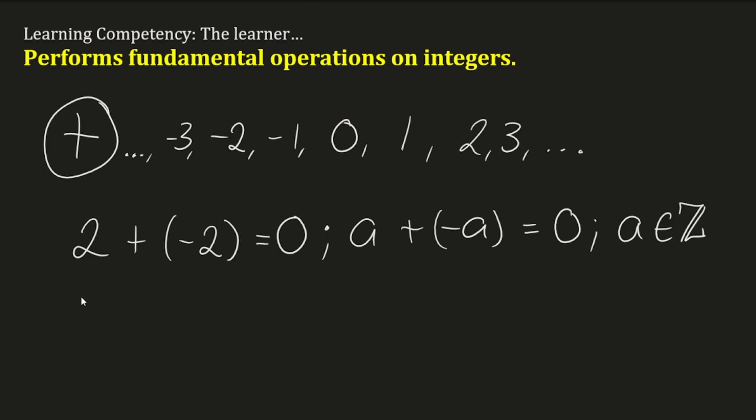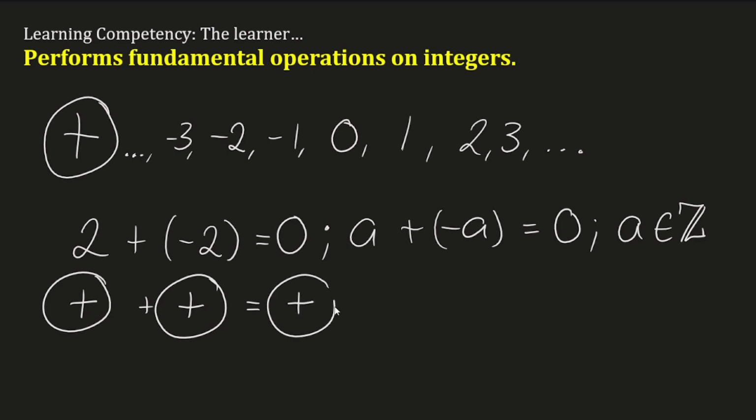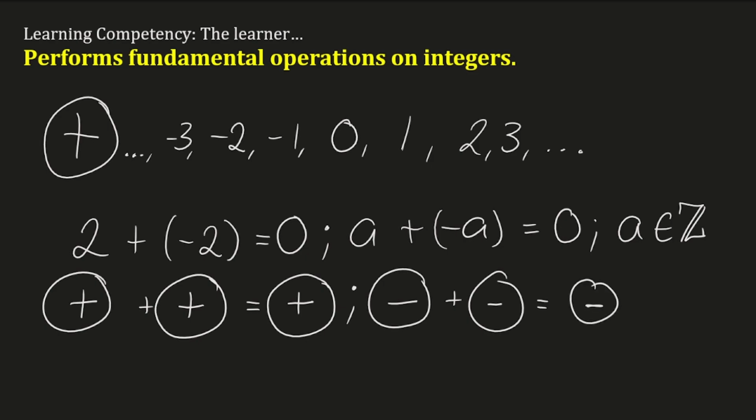When you're going to add two positive integers, it will always give you a positive number. Same thing with a negative integer: adding it with another negative integer will give you a negative. When you add a positive integer and a negative integer, the one with the bigger number will have that sign.